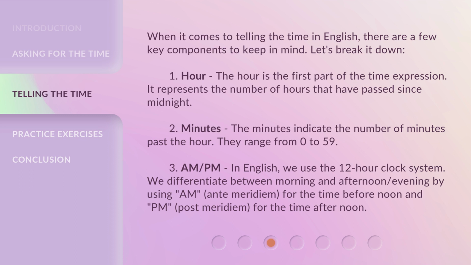3. AM, PM. In English, we use the 12-hour clock system. We differentiate between morning and afternoon, evening by using AM, ante-meridiem, for the time before noon, and PM, post-meridiem, for the time after noon.